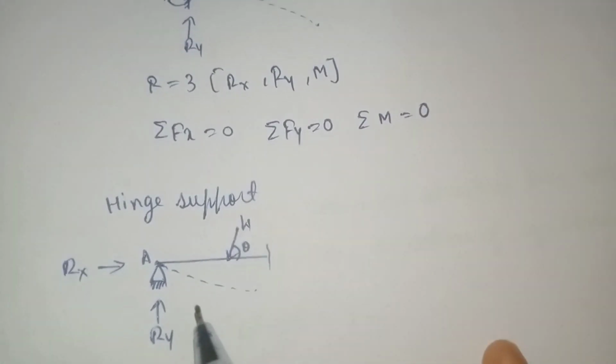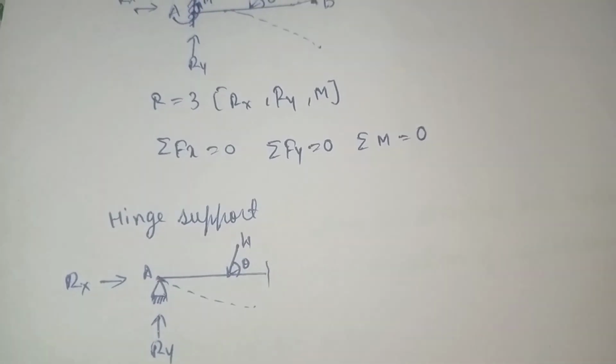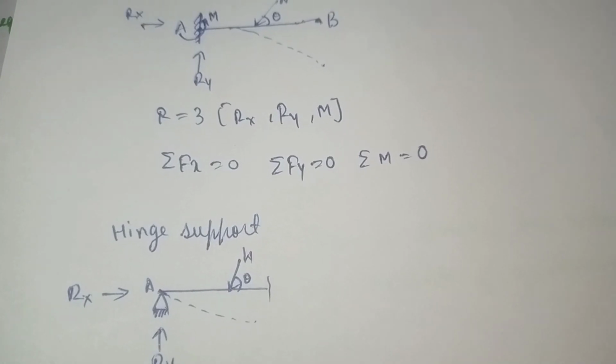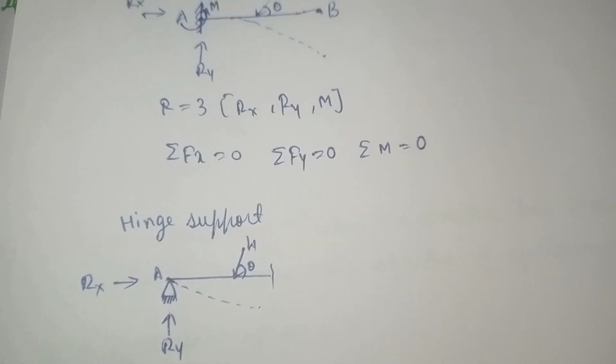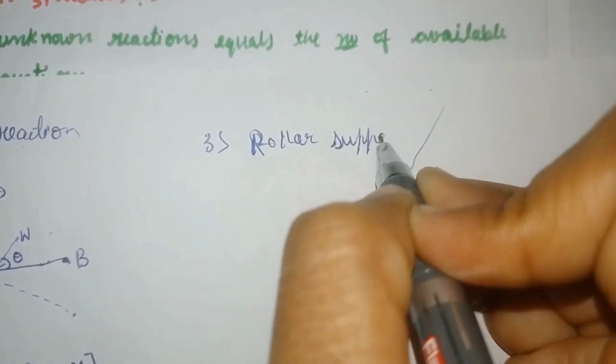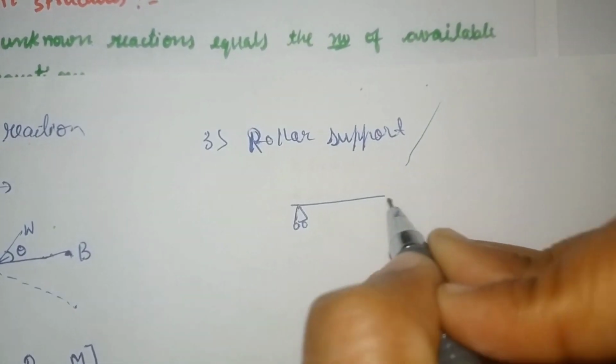So in hinge support movement will not come, it does not restrain the slope, so it allows the slope, that's why movement does not exist. So next we will move to roller support, we will see. The symbol of roller support is like this.